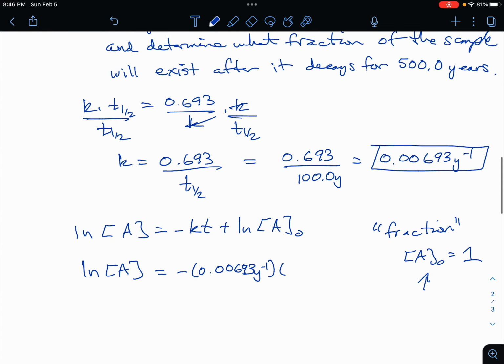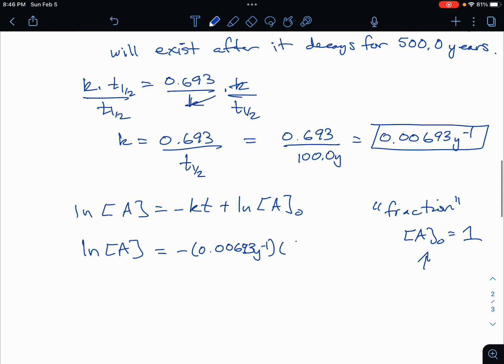Times how many years? 500 years, plus the ln of 1, again, when you plug that in your calculator, that's 0, so it's really easy. So this comes out to be ln of A equals negative 0.00693 times 500, which is negative 3.465. Don't lose track of this minus sign, by the way. It's really important. Otherwise, you get a really goofy number.